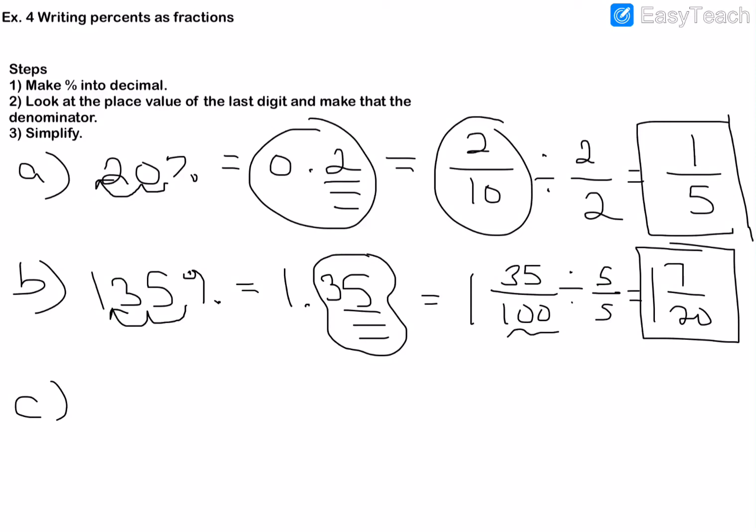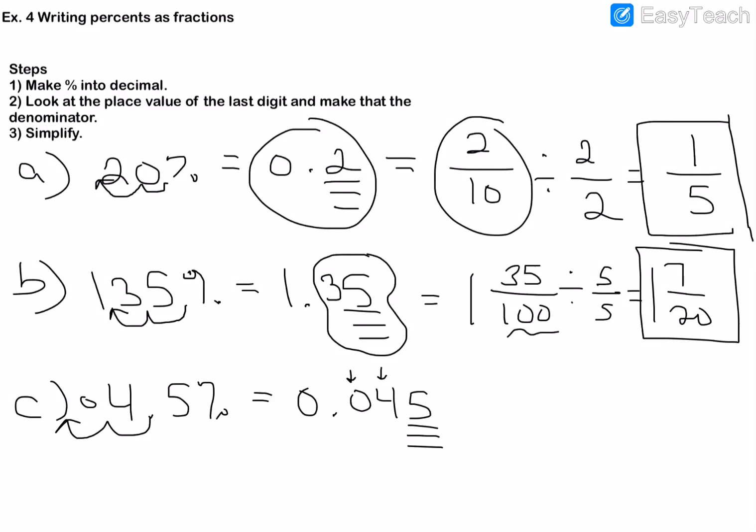Okay, how about 4.5%? Let's make it into a decimal. 1, 2. I'm left with 0.045 because I have to put a 0 here. Okay. What is this place value right here? This is my tenths place. This is my hundredths place. This is my thousandths place. So to make this a fraction will be 45 over 1,000.